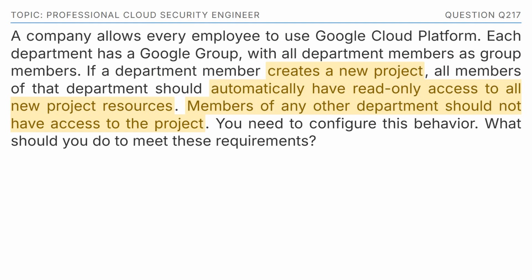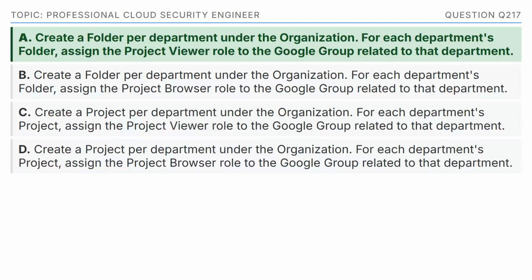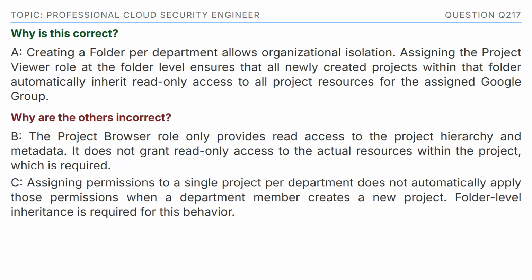To arrive at the correct answer, we focus on the keywords: creates a new project, automatically have read-only access to all new project resources, members of any other department should not have access to the project. The correct answer is option A, create a folder per department under the organization. For each department's folder, assign the project viewer role to the Google group related to that department. Why is this correct? A. Creating a folder per department allows organizational isolation. Assigning the project viewer role at the folder level ensures that all newly created projects within that folder automatically inherit read-only access to all project resources for the assigned Google group.